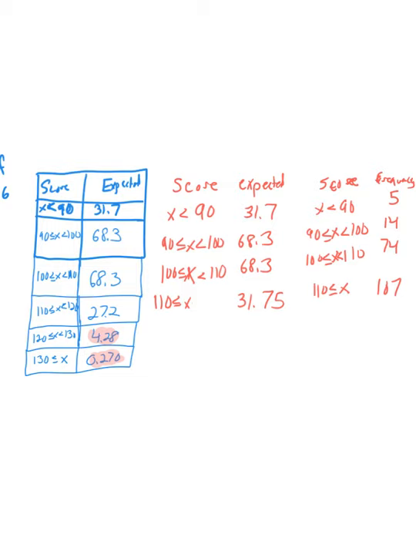But just by looking at the data, I have a feeling this is going to be pretty far off, because look at our distributions here. We're expecting 31 students and we have 5. We're expecting 31 students and we have 107. We're expecting 68 students and we have 14. The only one that is somewhat close is the 68 to the 74. So I have a feeling that our null hypothesis will be rejected for this problem, that this distribution is not normal. That's what I'm guessing.